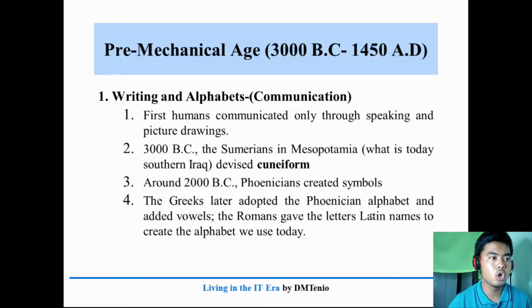First, humans communicated only through speaking and picture drawings. Then, in 3000 BC, the Sumerians in Mesopotamia, what is today southern Iraq, devised cuneiform. Then, around 2000 BC, Phoenicians created symbols. Then the Greeks later adopted the Phoenician alphabet and added vowels. The Romans gave the letters Latin names to create the alphabet we use today.